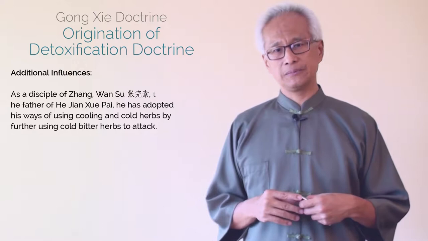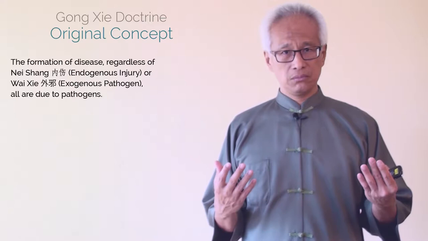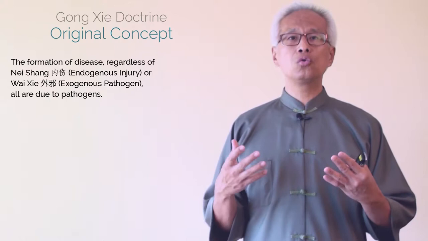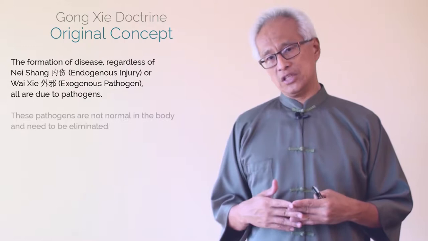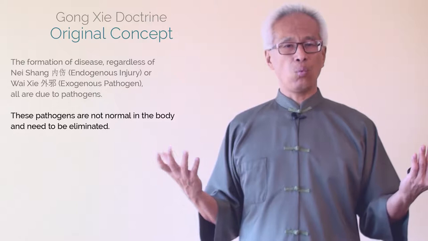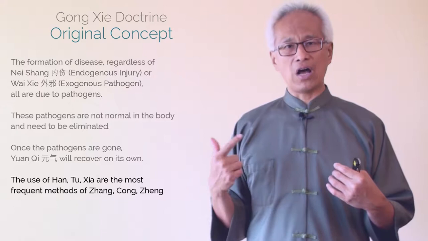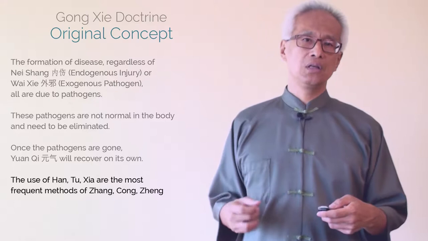Now, the original concept is that in the formation of disease, I don't care if it's of endogenous origin, what we call Nei Yin, or exogenous origin, what we call Wai Yin, it doesn't matter. They're all due to pathogens. It doesn't matter if they come from the outside or the inside. These pathogens are not normal in the body, and they need to be gotten rid of. Once the pathogens are gone, your source qi returns and will recover on its own. So therefore, the sweating method, vomiting method, and purging downward method are the most frequent methods of Zhang Zihe.